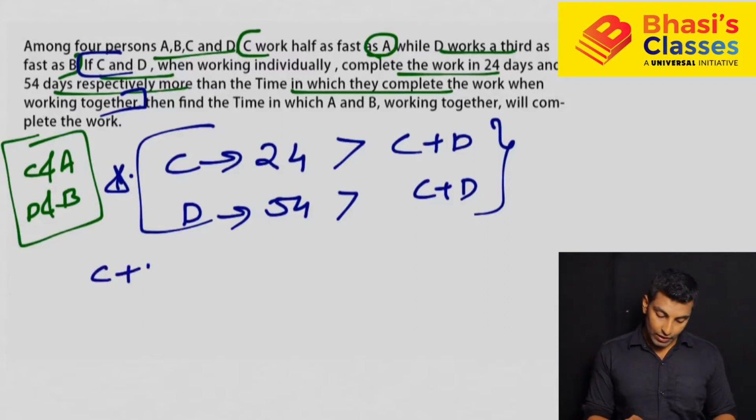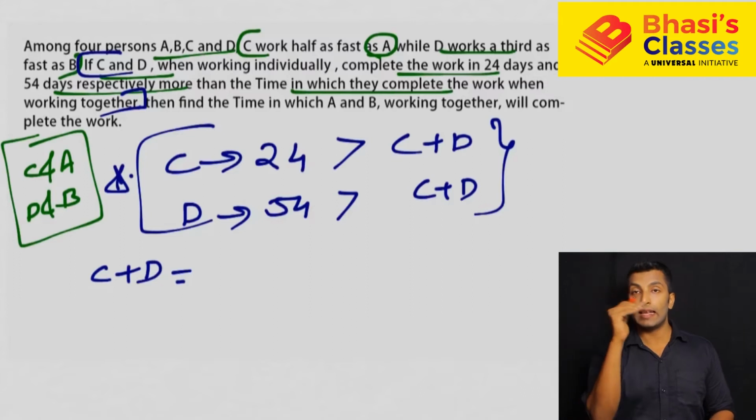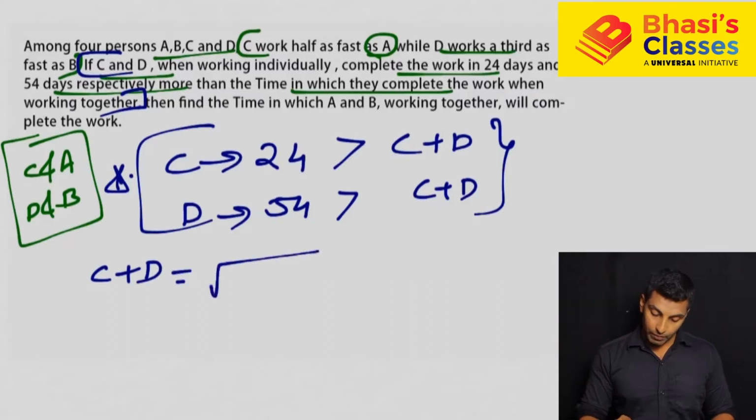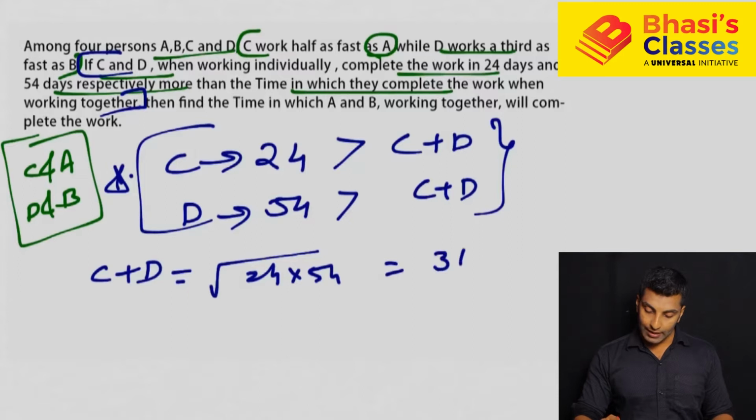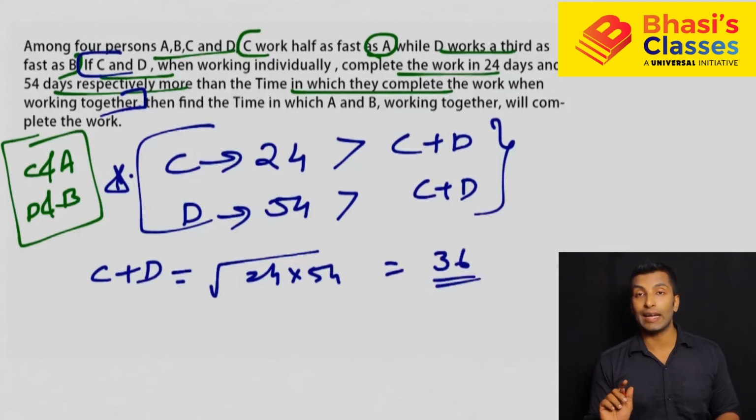So C plus D working together, you know it is root xy. If C takes x days more than C plus D and D takes y days more than C plus D, then it is root xy. So here root of 24 into 54, right? So you get 1296, and you know how to find the square root, which we have discussed in one of the previous videos. So you get this as 36. So C and D working together take 36 days to complete the work.